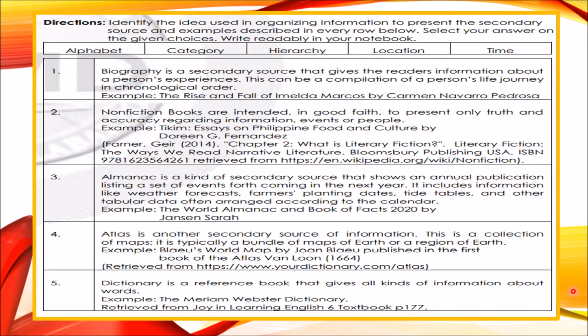And this time, in this part, you have to identify the idea used in organizing information to present the secondary source and examples described in every row below. Select your answer from the given choices. Write readably in your notebook or on your answer sheets. Okay, so your answer must be alphabet, category, hierarchy, location, or time. You have to analyze, okay, the information.